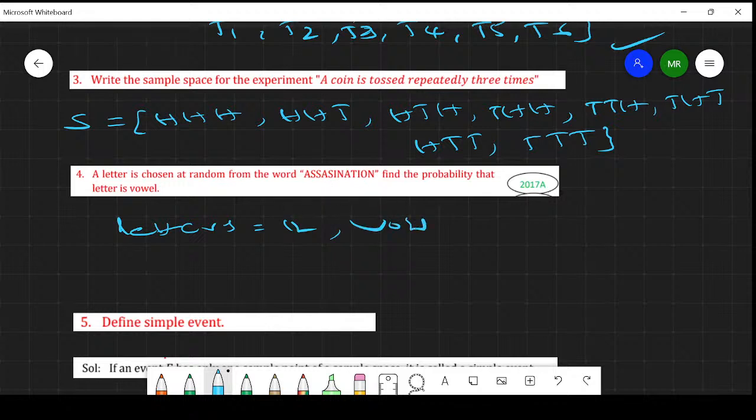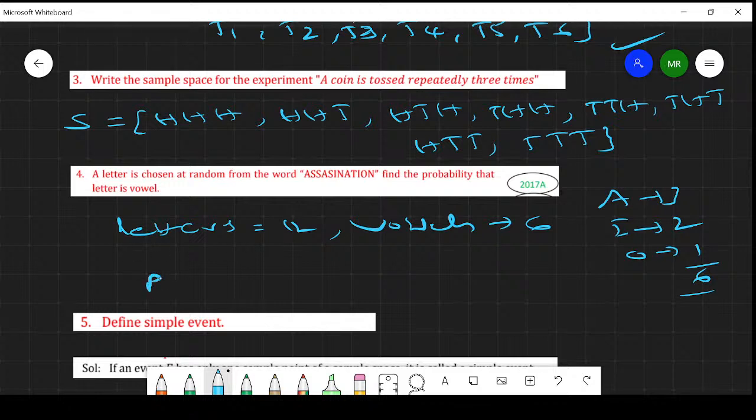And vowels, how many do we have? A comes 3 times, I comes twice, and O comes once. Total we have 6 vowels. Total letters are 12 and vowels are 6. Why? Because A comes 3 times, I has come twice, and O has come 1 time. Total 6, right? The favorable vowels are 6 and total letters are 12.